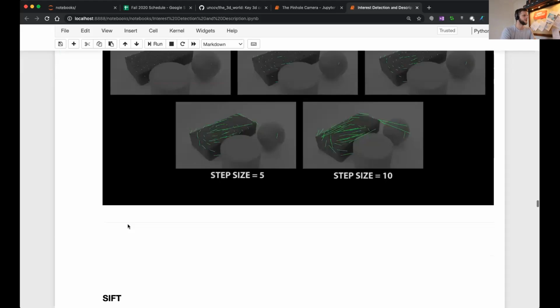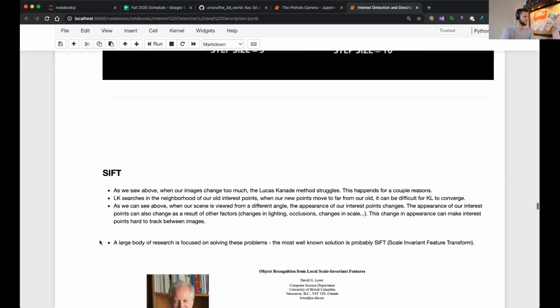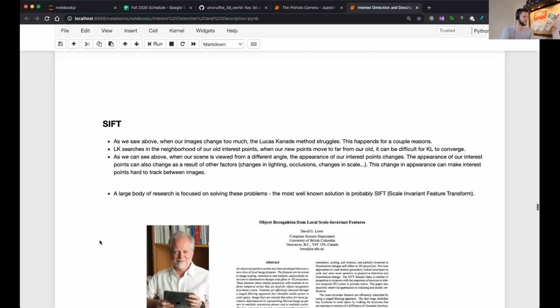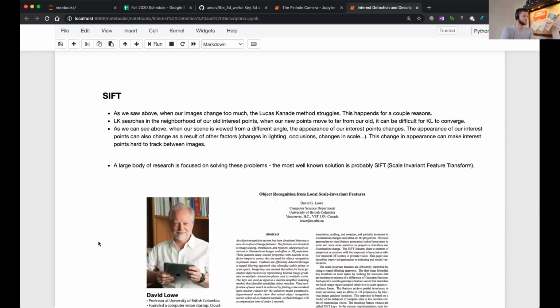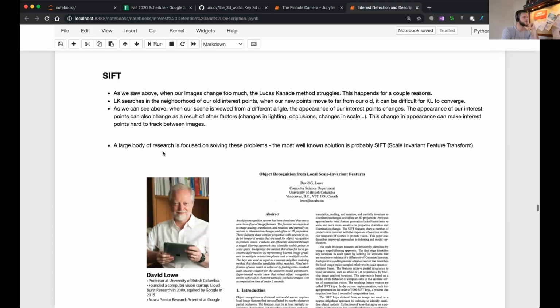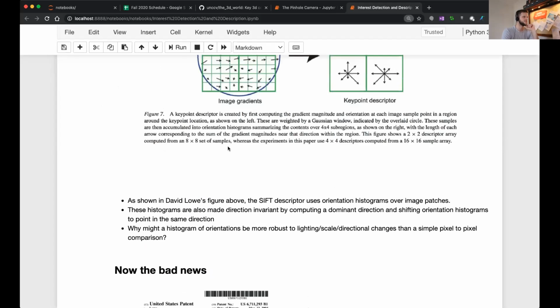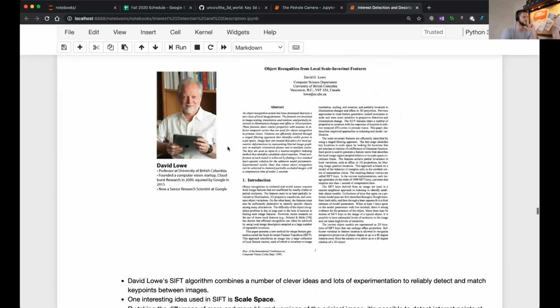So there are cases where you're going to want other methods, and that's really where SIFT comes in. SIFT is probably one of the most popular computer vision algorithms ever, and it can address these issues. It's a different approach to this problem, and it can address some of the problems we see with optical flow. Lucas Kanade searches the neighborhood of our old interest points, and SIFT doesn't do that. SIFT takes a different approach.